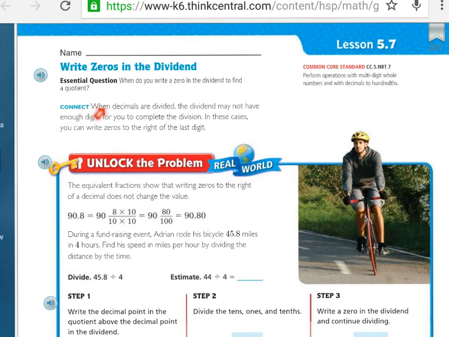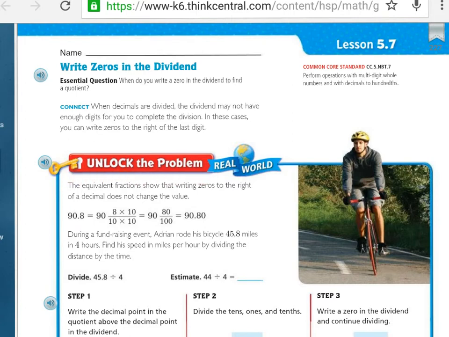Let's connect. When decimals are divided, the dividend may not have enough digits for you to complete the division. We don't do remainders when we have our decimals. So in these cases, you can write a zero to the right of the last digit until you can solve the problem all the way out.